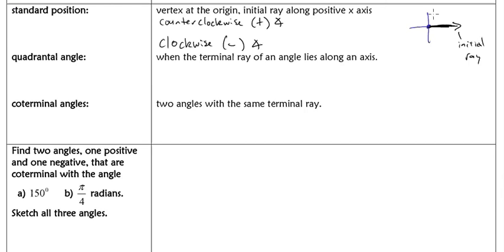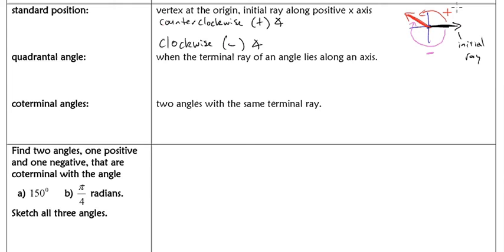Now, if you have an initial ray, we'll also have what's called a terminal ray. That's where you end up after going a certain measure of degrees. So you started here, and for example, we may have gone a positive number of degrees that way, counterclockwise, or possibly went a negative number of degrees clockwise. So this would be negative degrees if we're going clockwise, and this over here is going to be positive degrees if we're going counterclockwise.